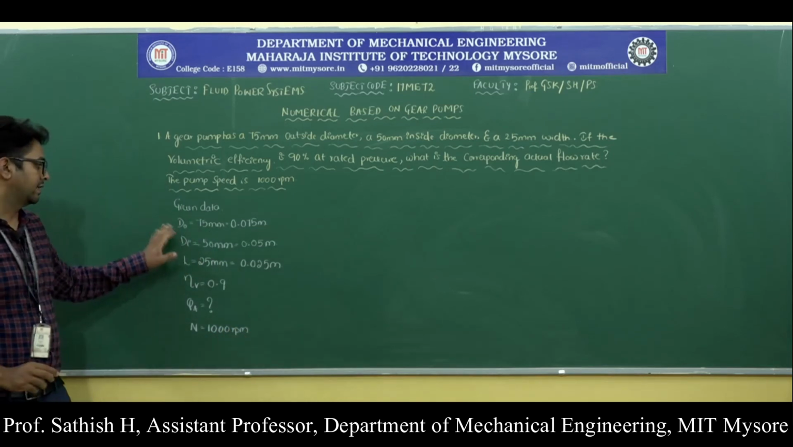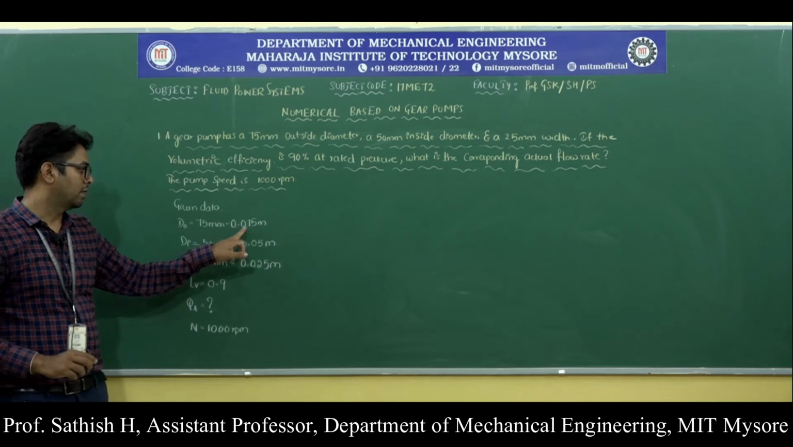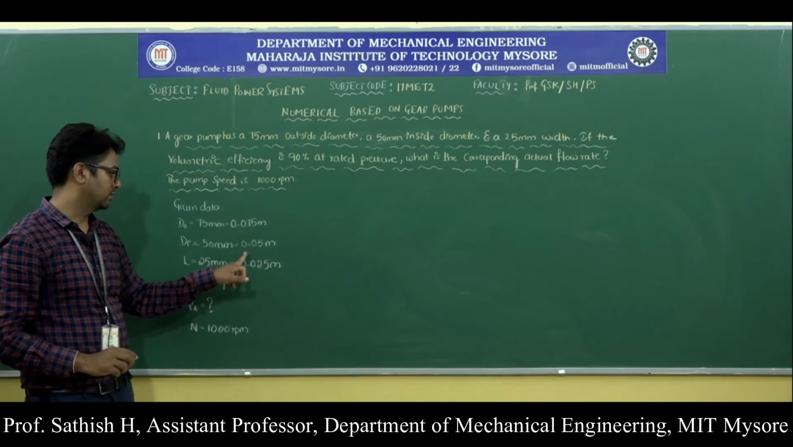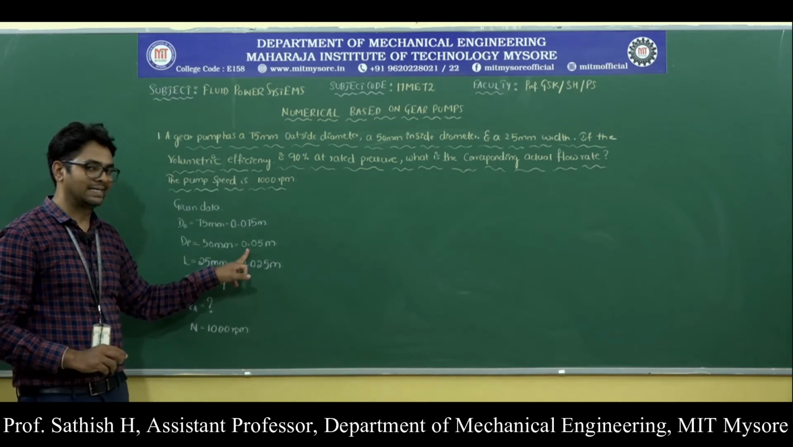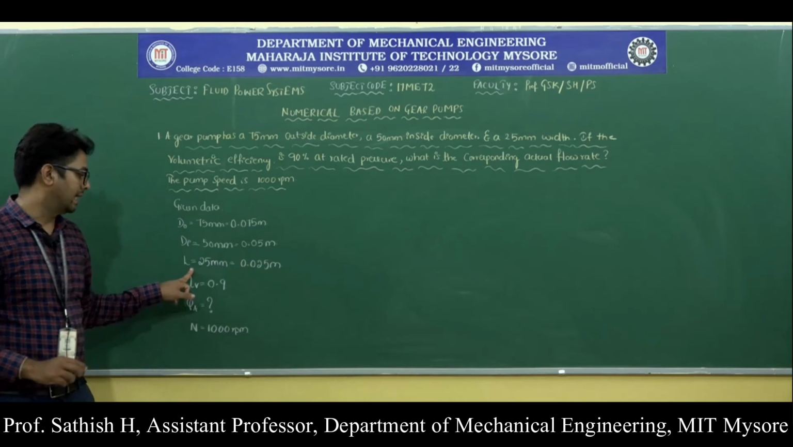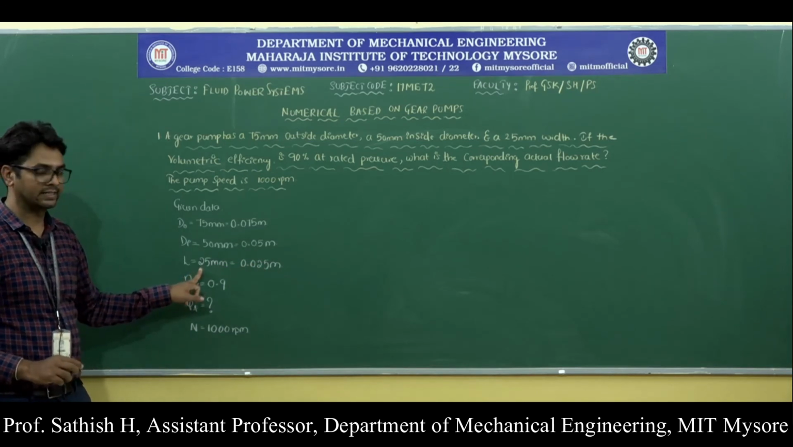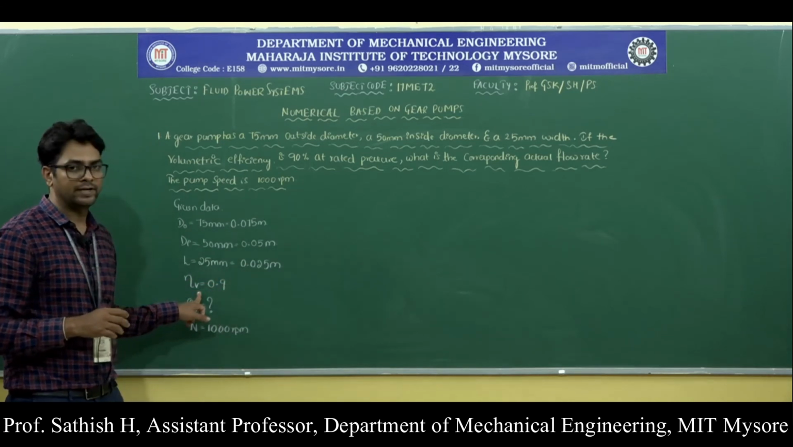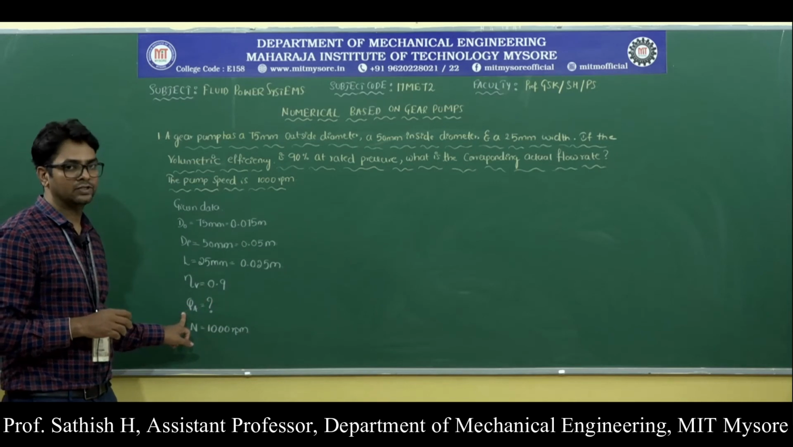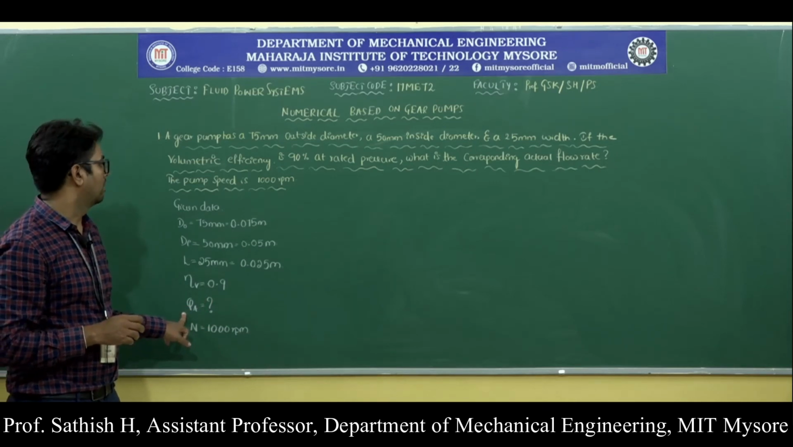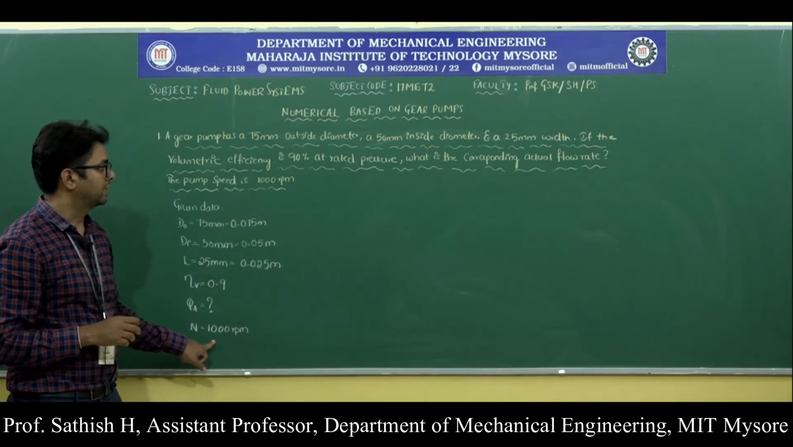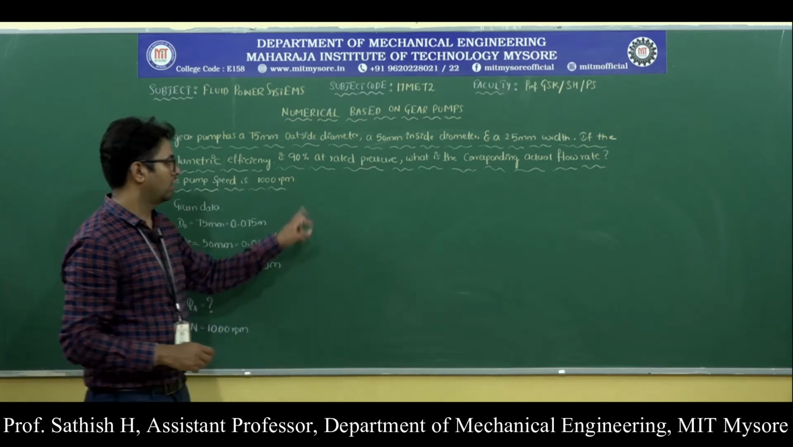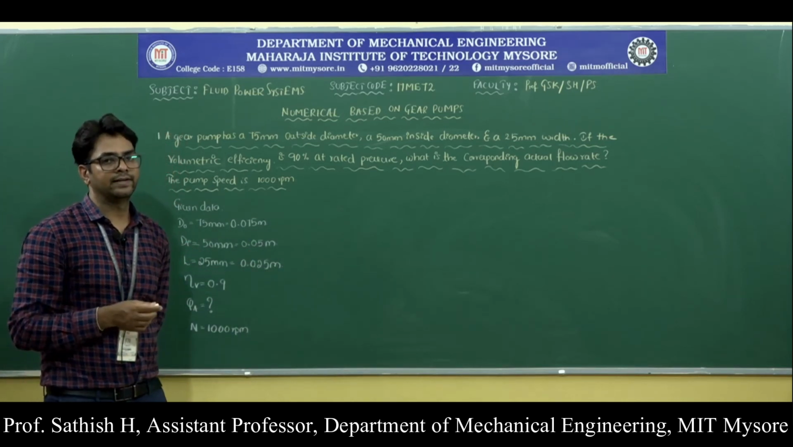So this is the given data: d naught is 75 millimeters, 0.075 meters, and di, the inside diameter, is 50 millimeters, which is 0.05 meters. L, the width of the gear teeth, is 25 millimeters, so 0.025 meters, and the volumetric efficiency is 0.9. QA, the actual flow rate, is what we have to find out, and the speed of the pump is 1000 RPM. In order to solve this, we need to find out the volumetric displacement.